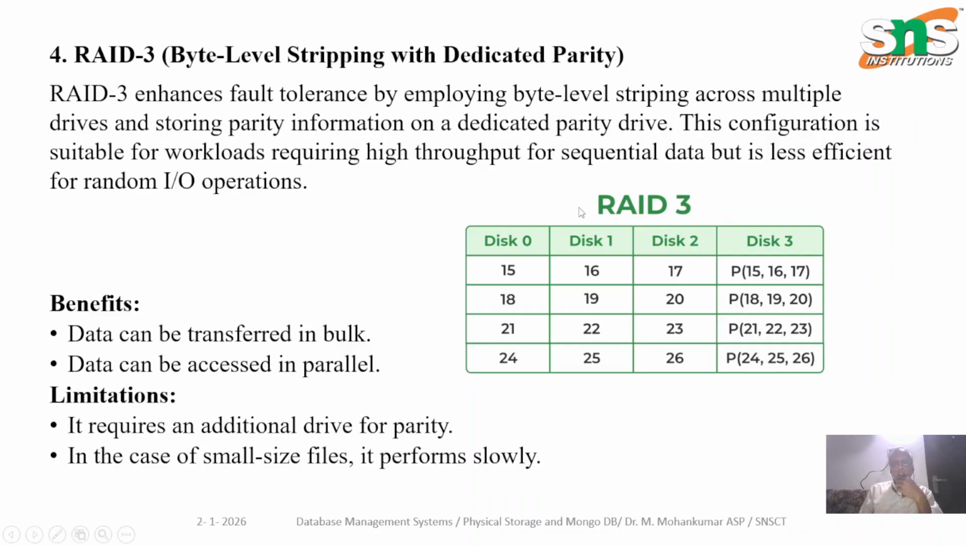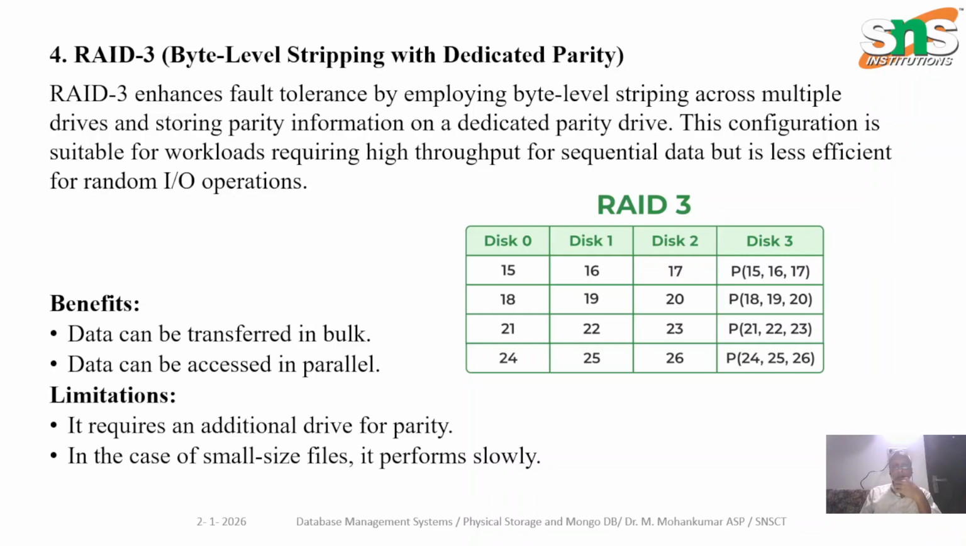Here we have the RAID 3 concept and how we are implementing it. For example, disk 0, disk 1, disk 2 and disk 3. In disk 3 we have the combination of disk 0, disk 1 and disk 2 stored. What is the major concept implemented here? Data can be transferred in bulk in disk 3. Then data can also be accessed in parallel.